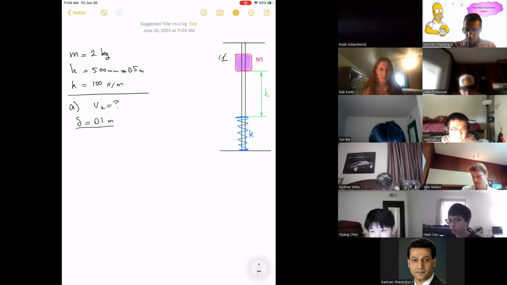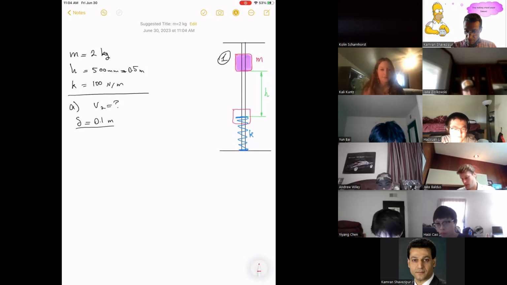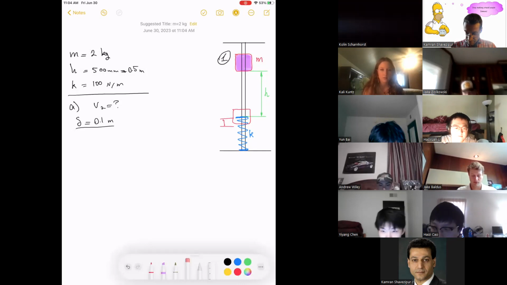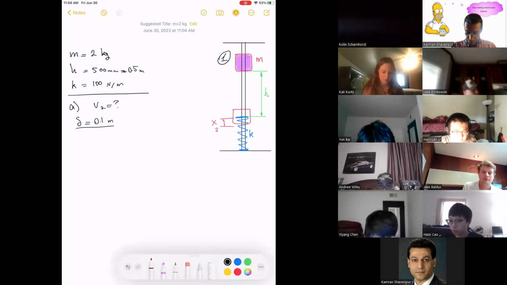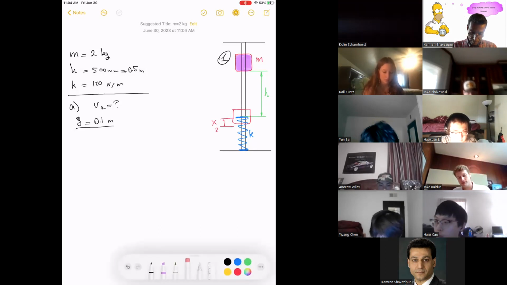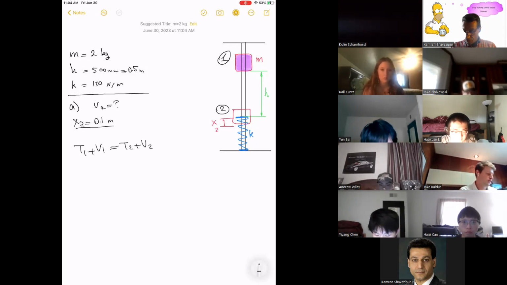Practically, if this is position 1, your position 2 would be somewhere like here. The deformation, I don't know, some of you use X, I usually use delta, let's just use X. X2, technically this is position 2, is 0.1 meter. So you go from position 1 to position 2. If you write T1 plus V1 equals T2 plus V2, most of you neglected the fact that after the collar touches the spring, it goes down a further distance of X2.